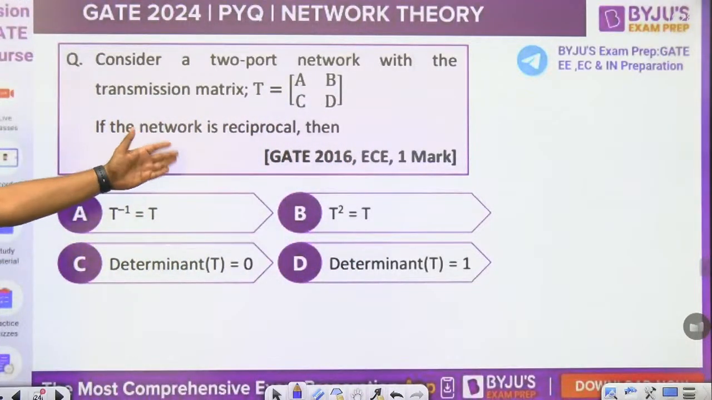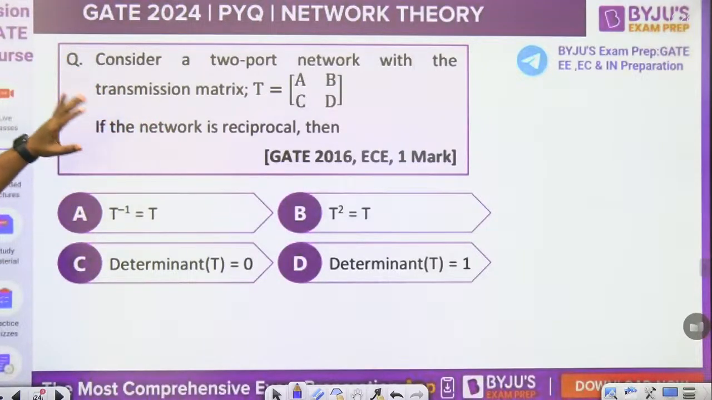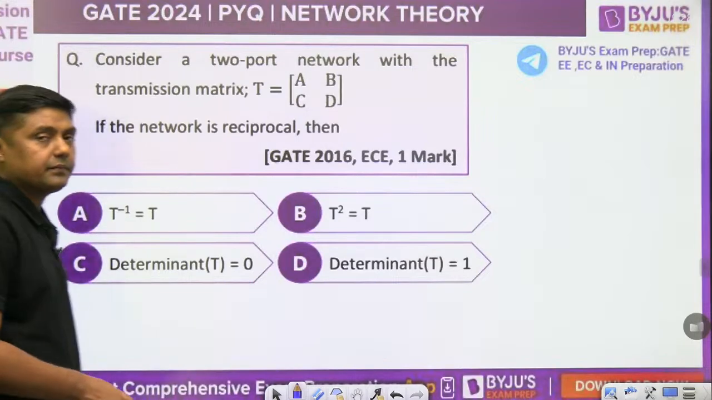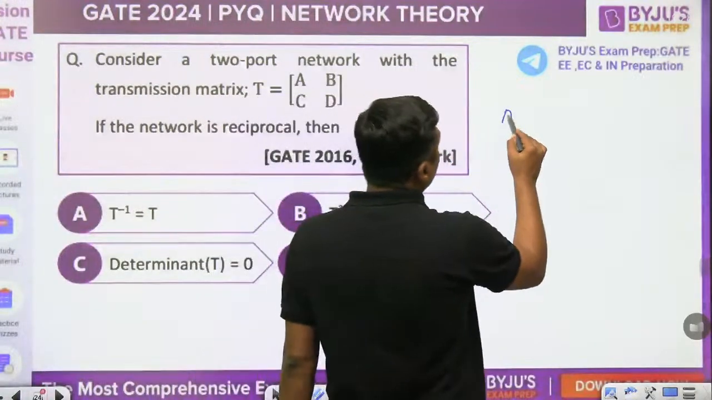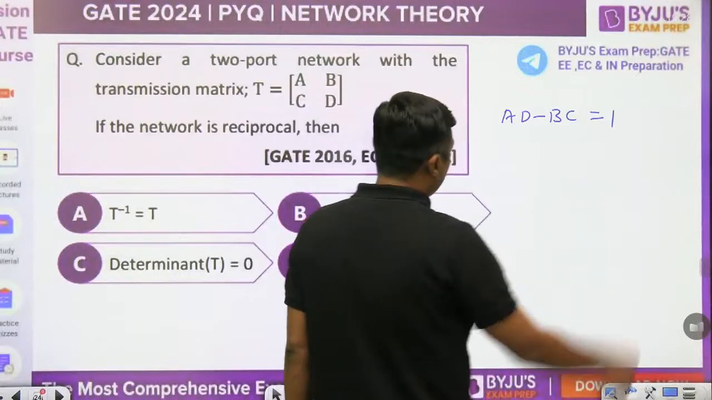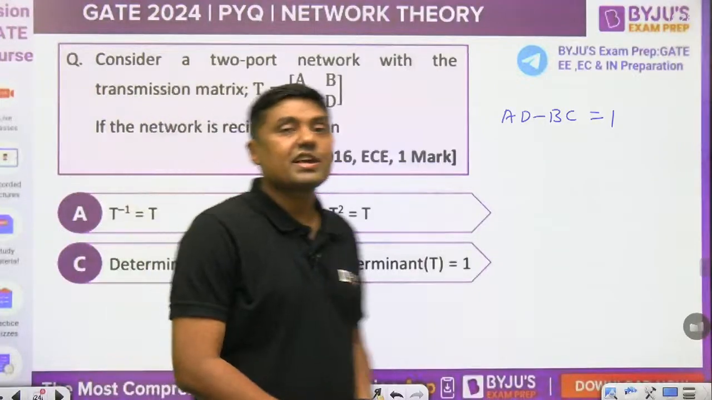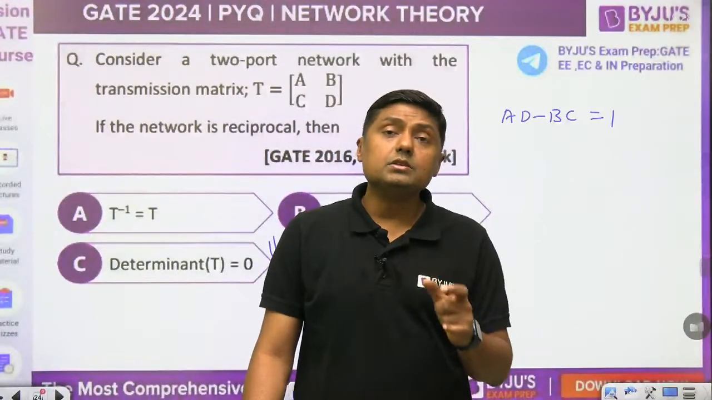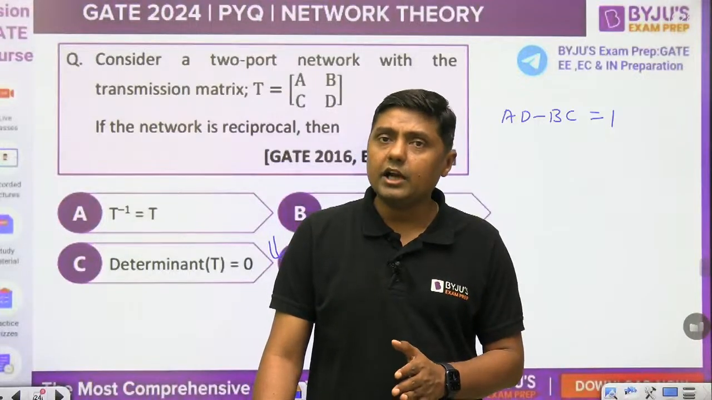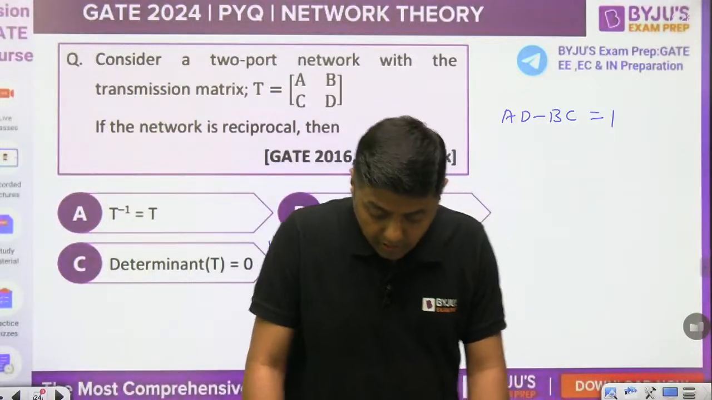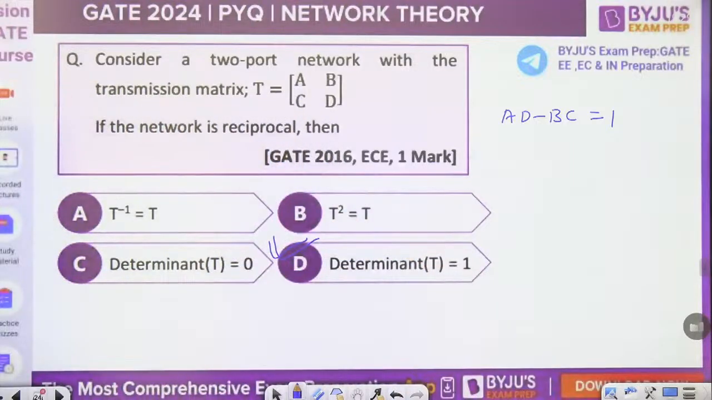In 2016, last time. Consider a two-port network with transmission matrix ABCD. If the network is reciprocal, then what is the condition for reciprocal for ABCD parameter? Very easy. Determinant AD minus BC is equal to 1. So if the determinant is equal to 1, then the network is called reciprocal. This is a theoretical question, about the condition for the symmetrical network and reciprocal network, to get the idea about that. So this is AD minus BC is equal to 1. Okay, then the next one.